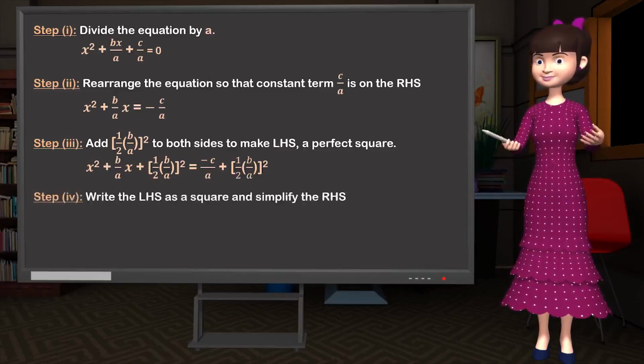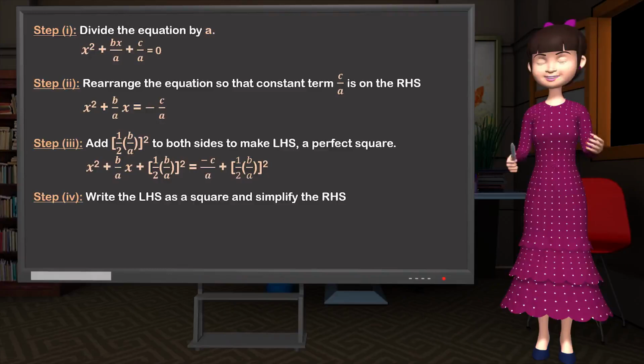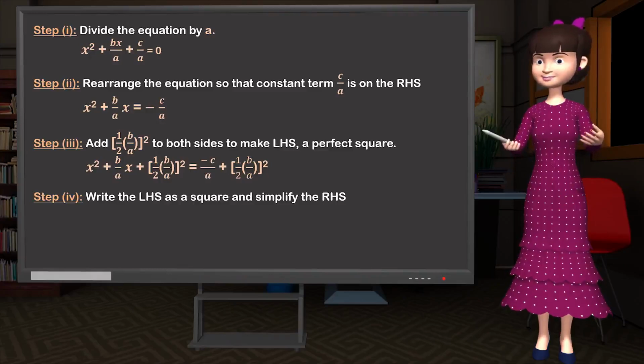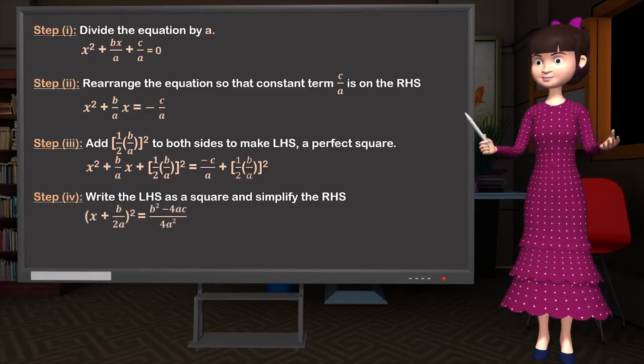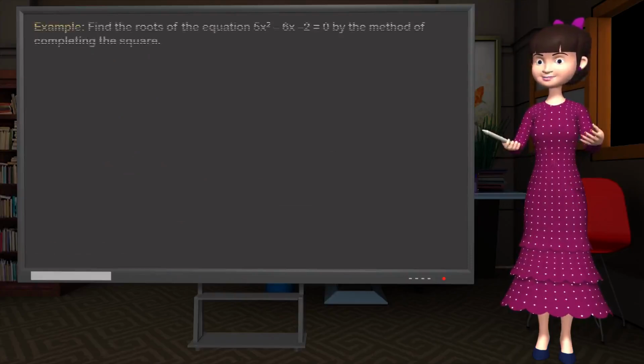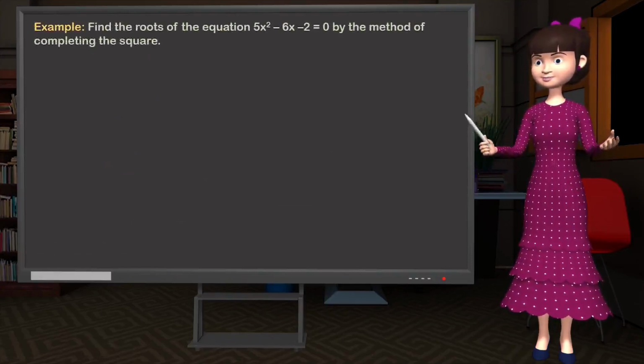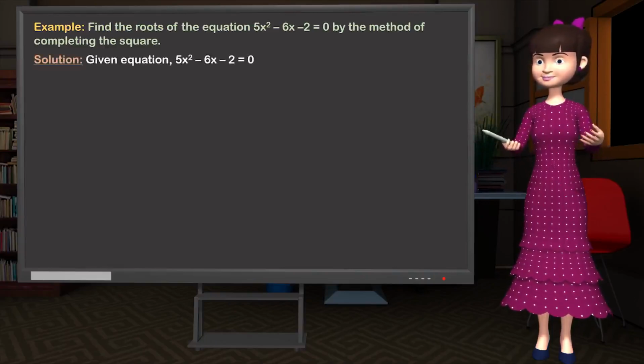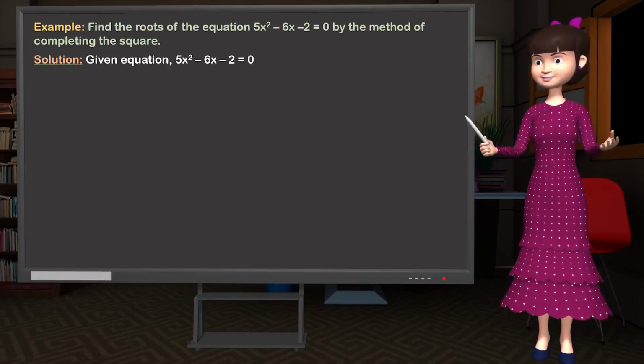Step 4. Write the LHS as a square and simplify the RHS. x plus b by 2a whole square is equal to b squared minus 4ac by 4a square. Step 5. Solve it. Example. Find the roots of the equation 5x squared minus 6x minus 2 is equal to 0 by the method of completing the square. Solution. Given equation 5x squared minus 6x minus 2 is equal to 0.